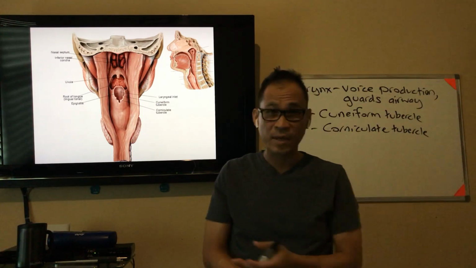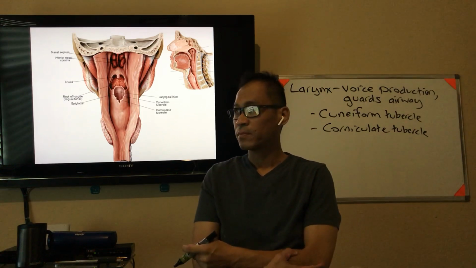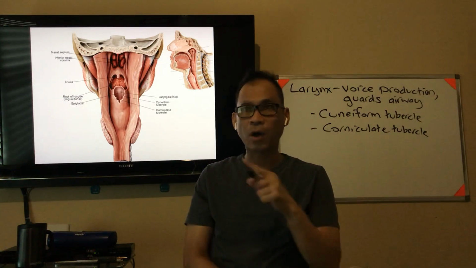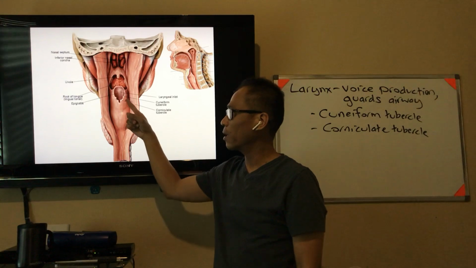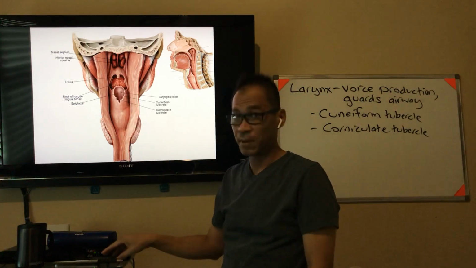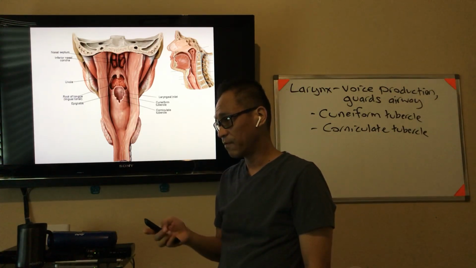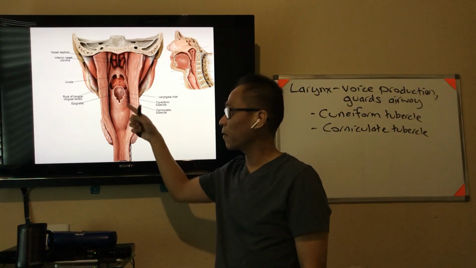In anatomy, tubercle means bump. So these are basically bumps created by the cartilage kind of poking the membrane and making the bump. But you should be able to identify those two little bumps right there.